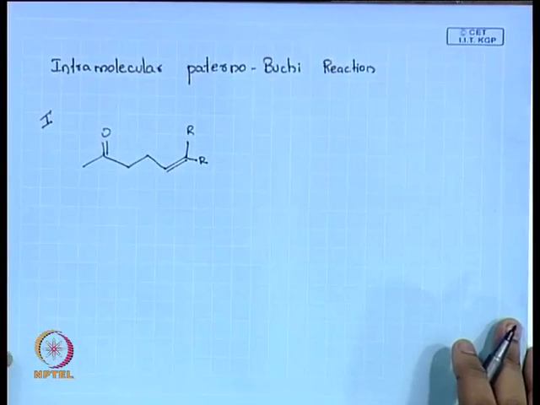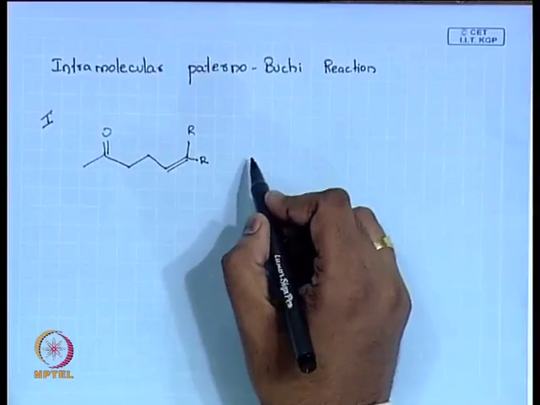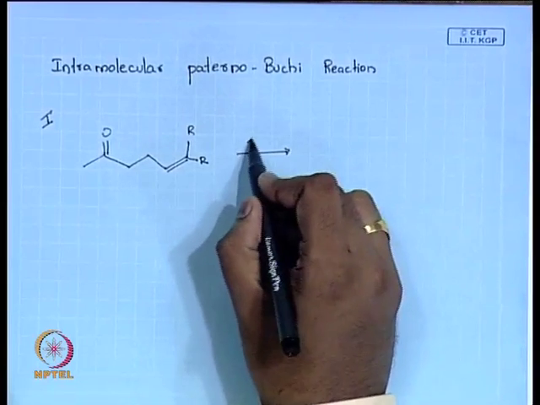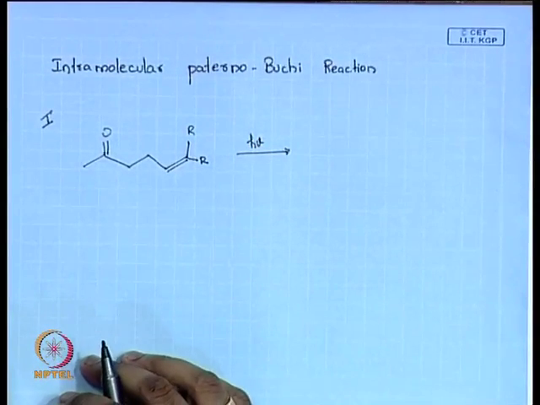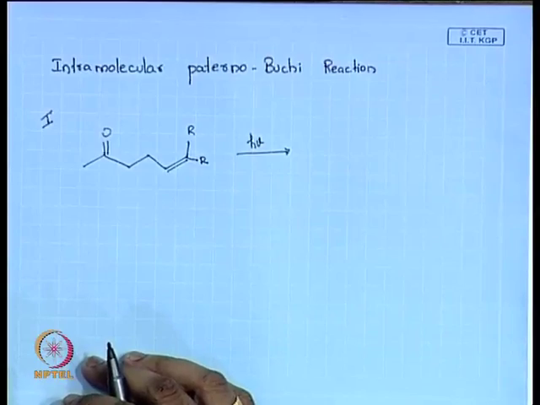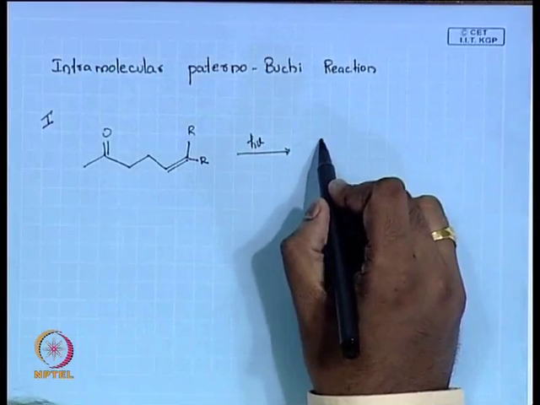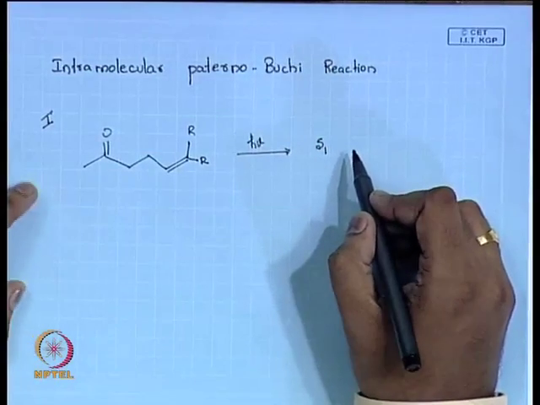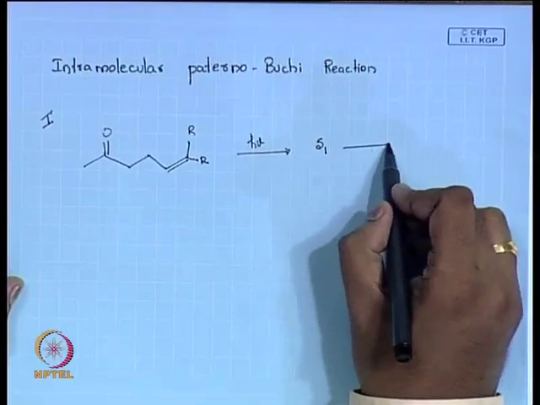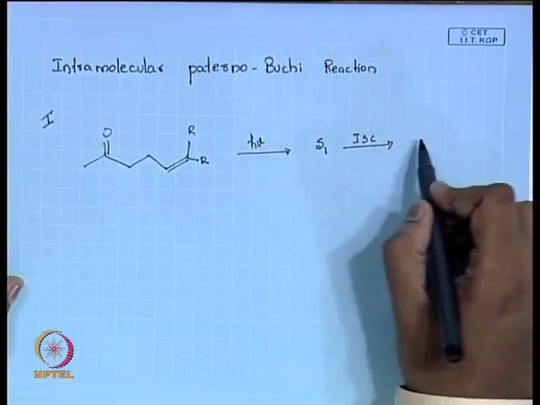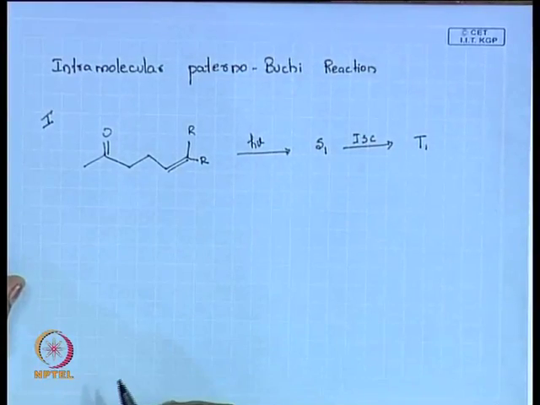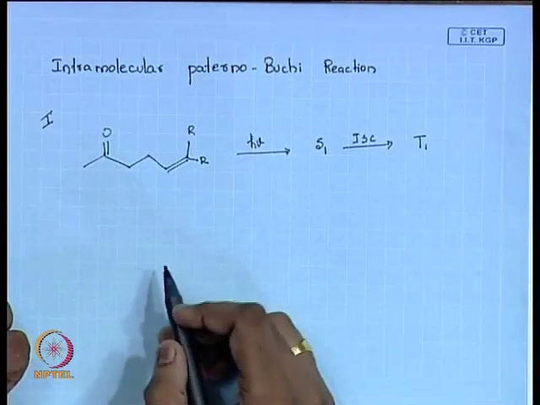We will take a ketone which has an inbuilt alkene, a system like this. Now, I photolyze this. So, what happens? You know that it goes to S1, the first singlet excited state. Since it is an aliphatic ketone, you can see chemistry happening from the singlet, as well as it can undergo intersystem crossing to give you the triplet, right.